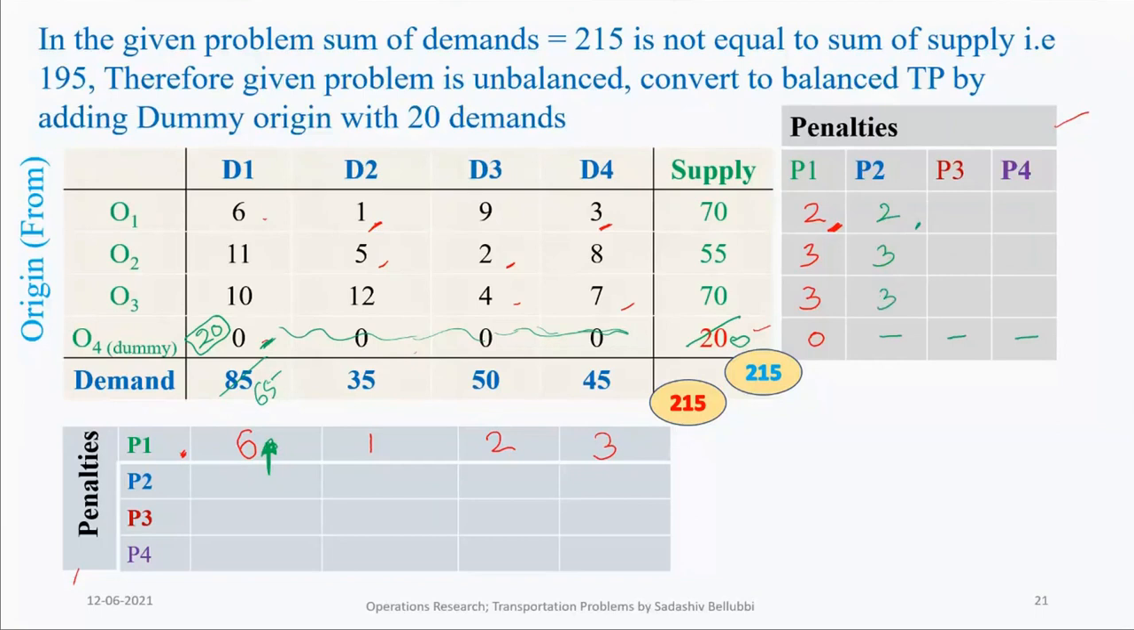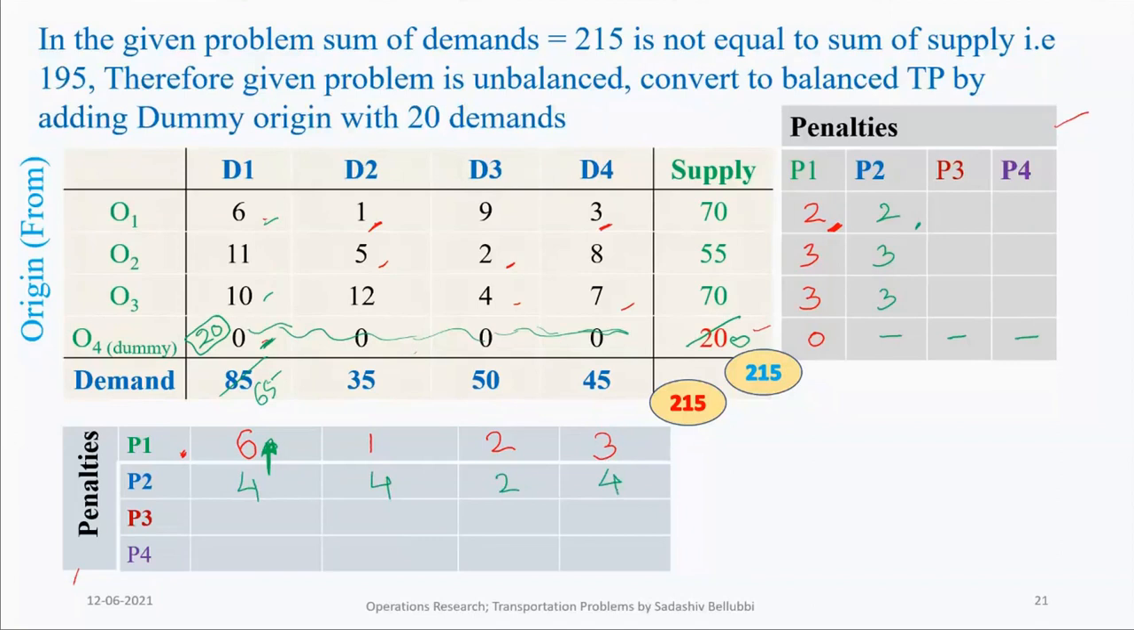And column-wise, in the first column, do not consider the 0 now because that fourth row is already cancelled. So the two minimum numbers are 6 and 10, and the difference is 4. The second one, 1 and 5, is 4. For the third one, 2 and 4, that is 2. For the fourth one, 3 and 7, that is 4.